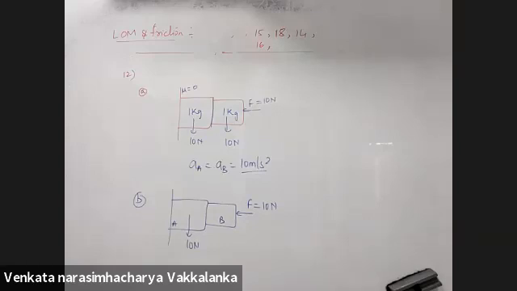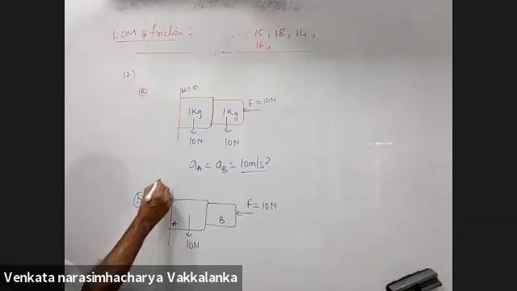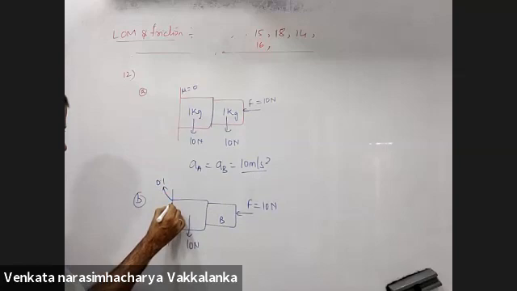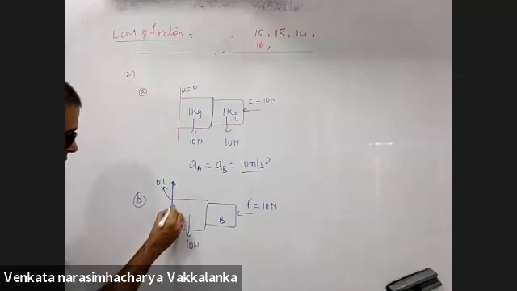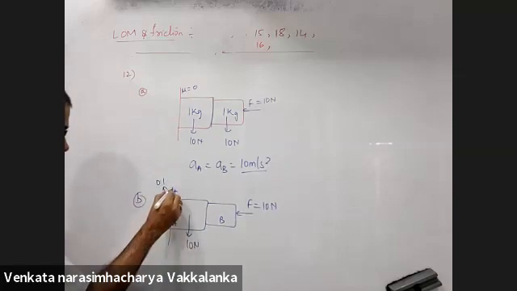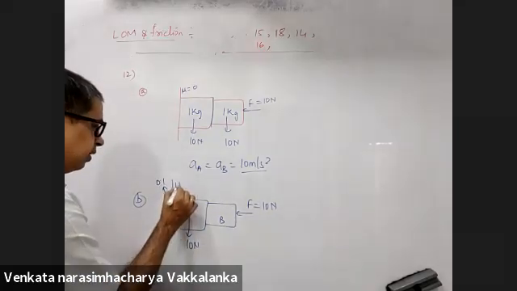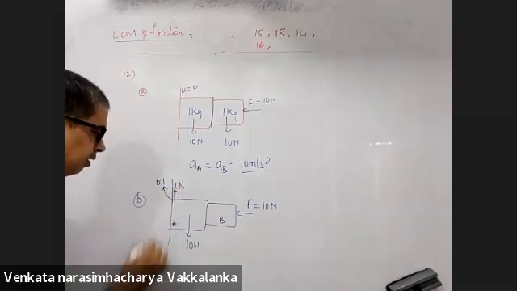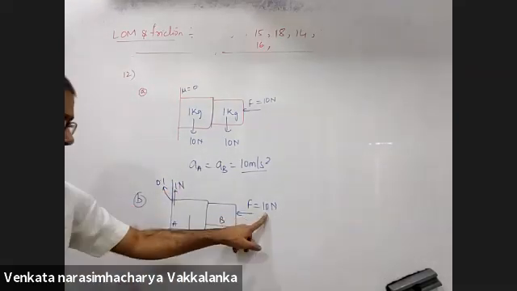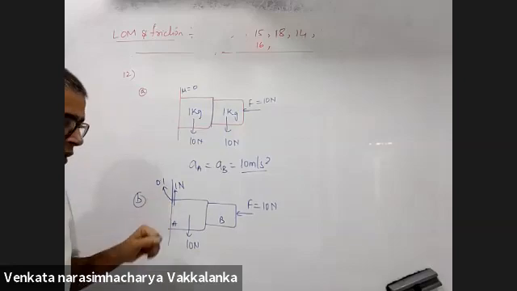Mu 2 he gave as 0, mu 1 is 0.1. Here mu 1 is 0.1. What will be the frictional force here? The friction force on this will be how much? 1 Newton? Because of the normal force 10, it will be 0.1.